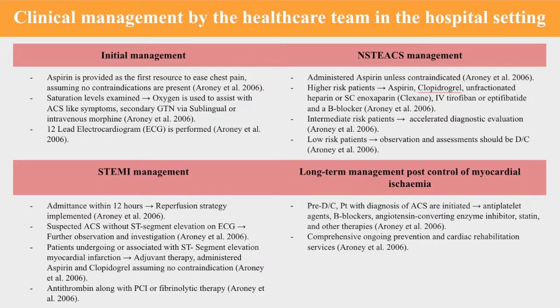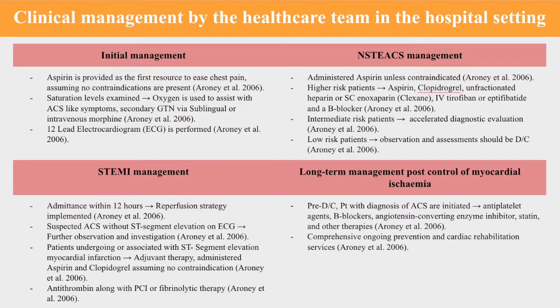Patients experiencing symptoms of an ACS should present to a hospital to receive clinical care. In initial management, patients diagnosed with ACS or coronary symptoms should be given aspirin as a first resource to assist with easing of chest pain, assuming no contraindications are present. Saturation levels should also be assessed, as oxygen assists patients who are experiencing ACS-like symptoms. Secondary analgesia should be given by sublingual or intravenous morphine as required. Where appropriate, a 12-lead electrocardiogram, or an ECG, should be performed, as it is one of two sole tests required to analyze for PQRST waves or any other abnormalities related to ACS.